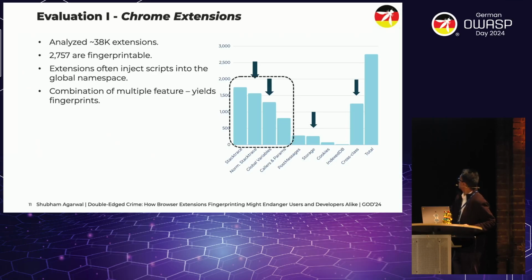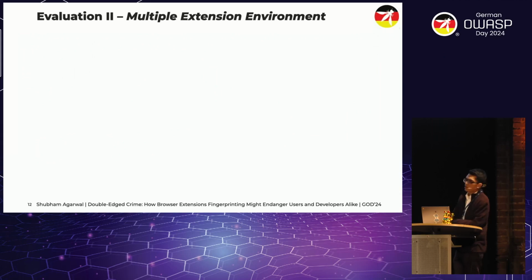Okay. Combining features also works. So an extension might not be fingerprintable through one vector, but combining features works, and that also shows in our numbers. But talking about more realistic terms, if you have multiple extensions installed as a user, this might create conflicting behaviors.